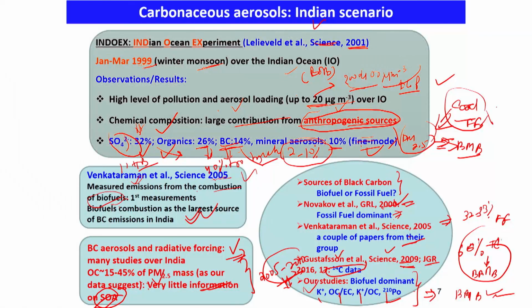So this gives a kind of scenario of what was happening and what is happening in India now, but still the problem remains the same. Even if it is biomass burning dominated, it will contribute to air pollution, and when it contributes to air pollution, it's going to be a big risk, mostly from the health perspective.